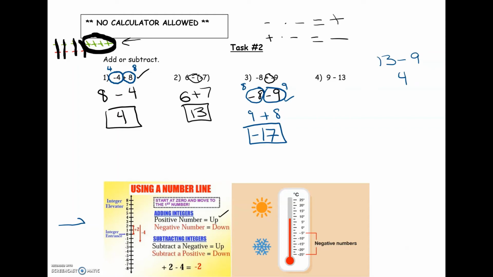So if I rewrite the question as 9 minus 13, which is exactly the opposite question from what we started with initially, we should expect 4, but it's going to be a negative. And that's what we mean by the opposite parity. The opposite parity of positive 4 gives us a negative 4. The end.